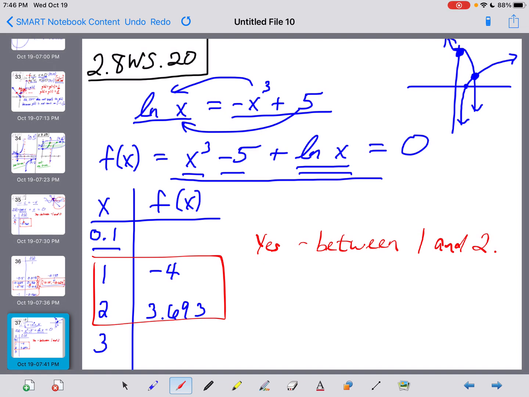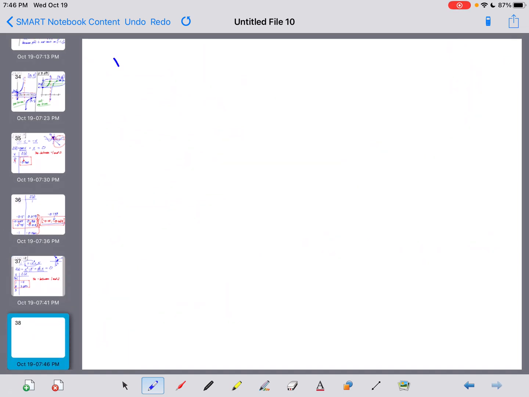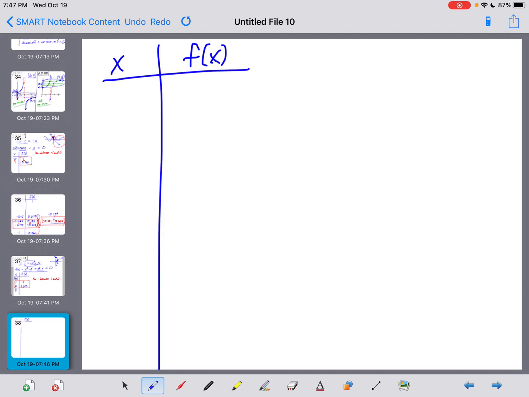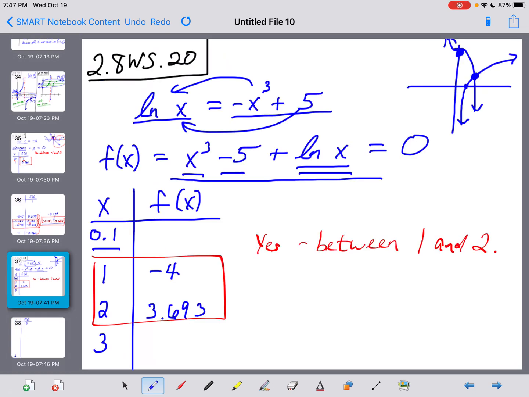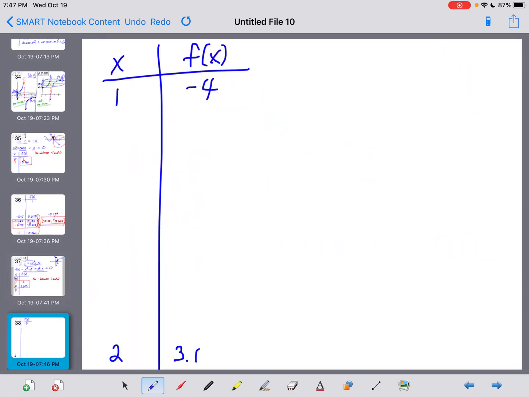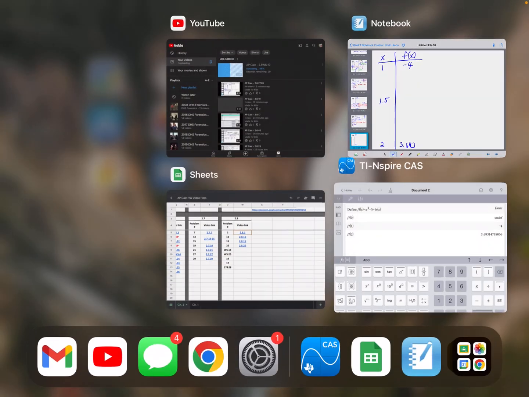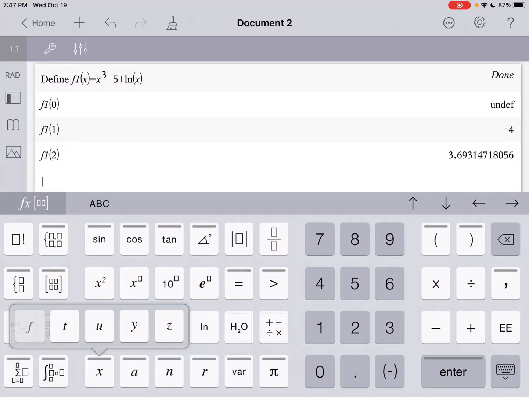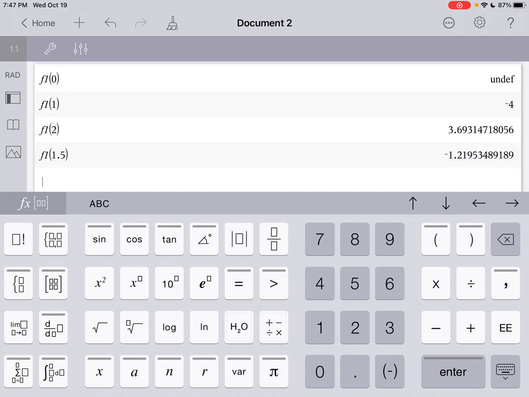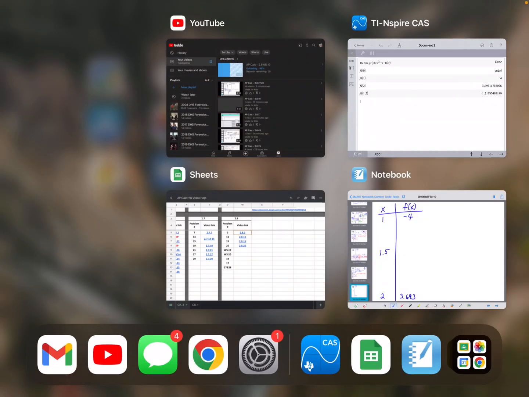And now we'd use the bisection method here to cut that down a little bit more. So let's see what that would look like. Making this table just a little bit bigger and easier to follow, I'm going to rewrite part of this. At 1, we got negative 4, and at 2, positive 3.693. Now it's time to start bisecting that. Halfway between 1 and 2, obviously, is 1.5. Let's see what happens there. f1 of 1.5 is going to get us a negative value, negative 1.219.